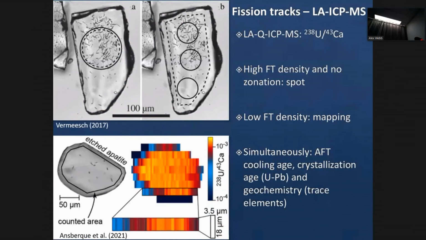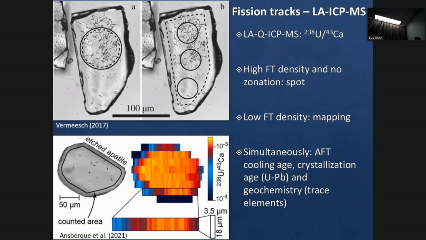Then I told you there's a new method. So the first one was the external detector. Now people are using ICP-MS, but it's still in development. In this method, you still have to count the tracks in the mica to know the number of daughters. But to know how much uranium you still have inside, you use an ICP-MS. But right now, recent studies show that this works well if you have high density fission tracks in your crystal.